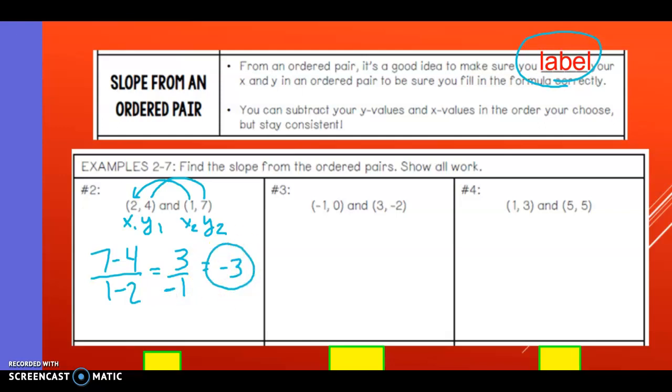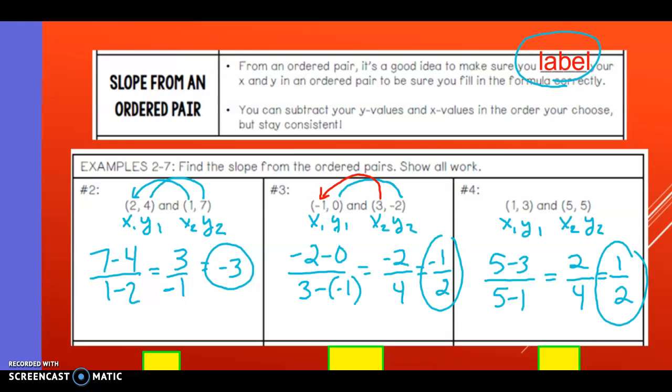Take a minute now and try examples 3 and 4, and let's see if you can get the correct answers. Hit play when you are ready. Okay, let's see how you did on number 3 and 4. Number 3 should be -1/2, and number 4 should be +1/2. Notice how I labeled my points, x1, y1, and x2, y2, like that. Okay, and then I drew my arrows, and I followed the same exact order. I went right to left subtracting my y's, and right to left subtracting my x's. All right, hit pause, try the next 3, number 5, 6, and 7, and hit play when you are ready.